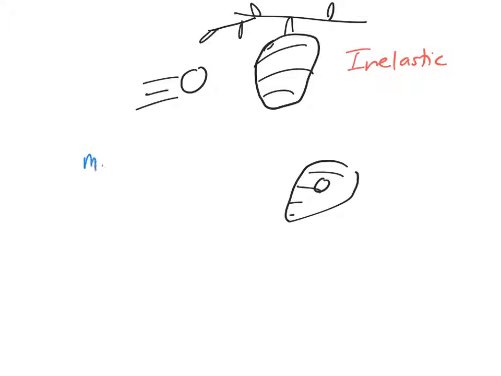You have two separate objects before, and afterward, they become one large object. So m1 plus m2 times their total velocity. And this is the velocity for both of them together since they're stuck together.